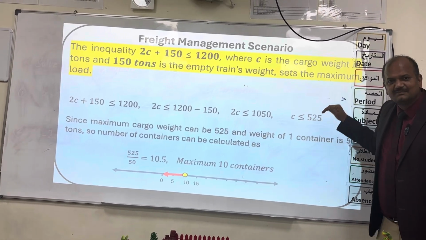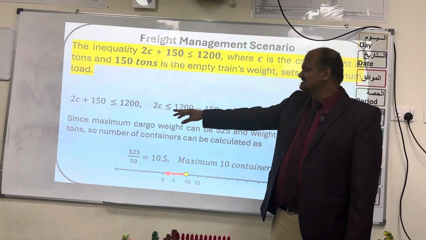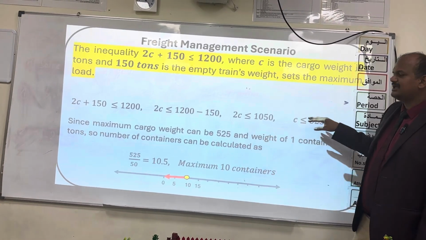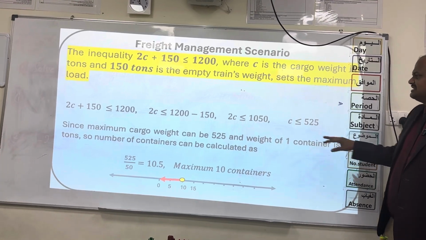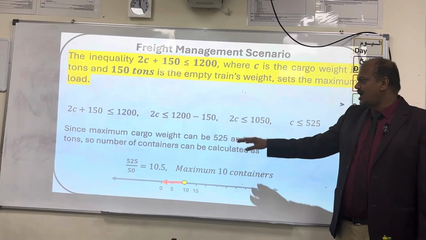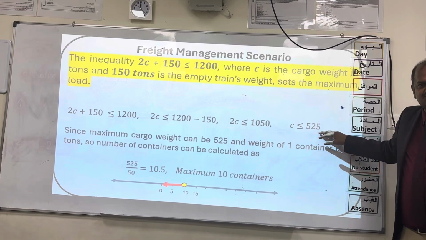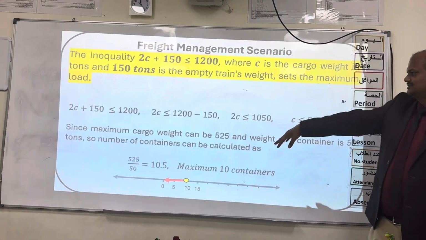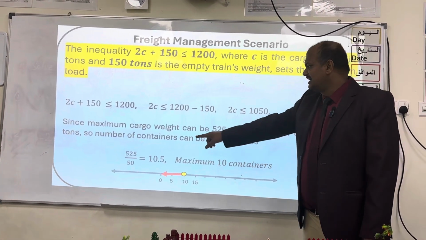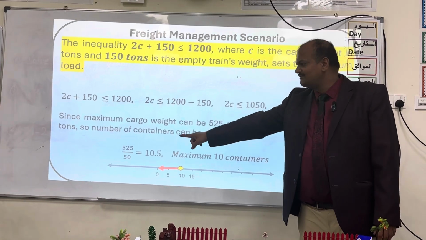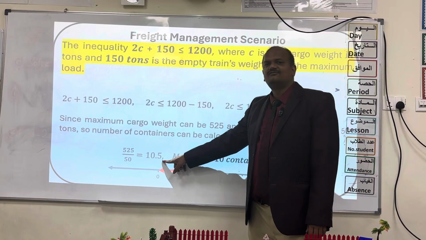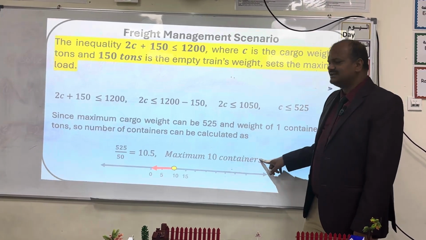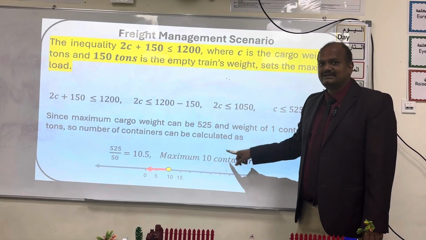But what it is representing here, that you will see: the maximum cargo weight can be 525 and the weight of one container is 50 tons. So how many containers can be loaded in the train? It will be 525 divided by 50, so it will be approximately 10.5. So how many maximum containers? 10 containers. It cannot be 11.